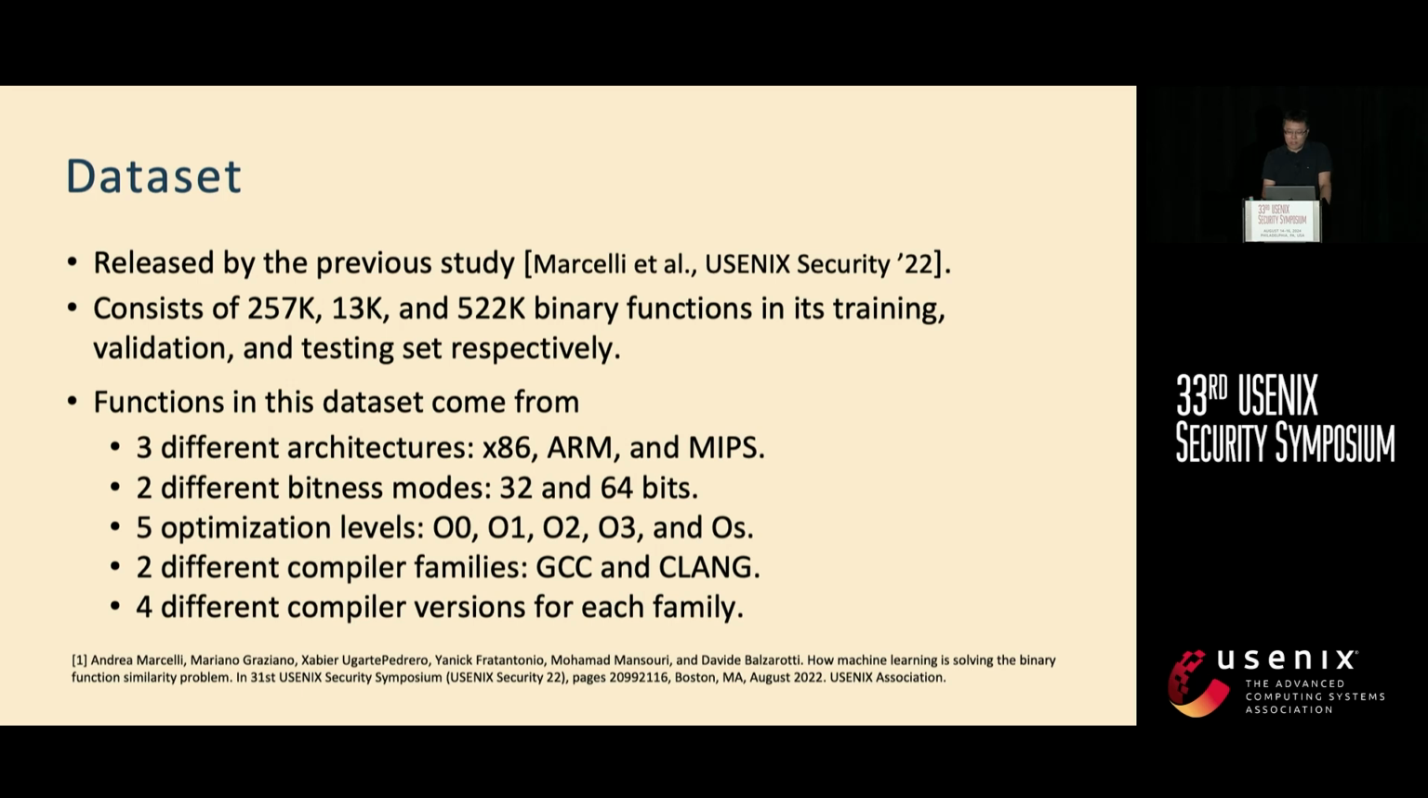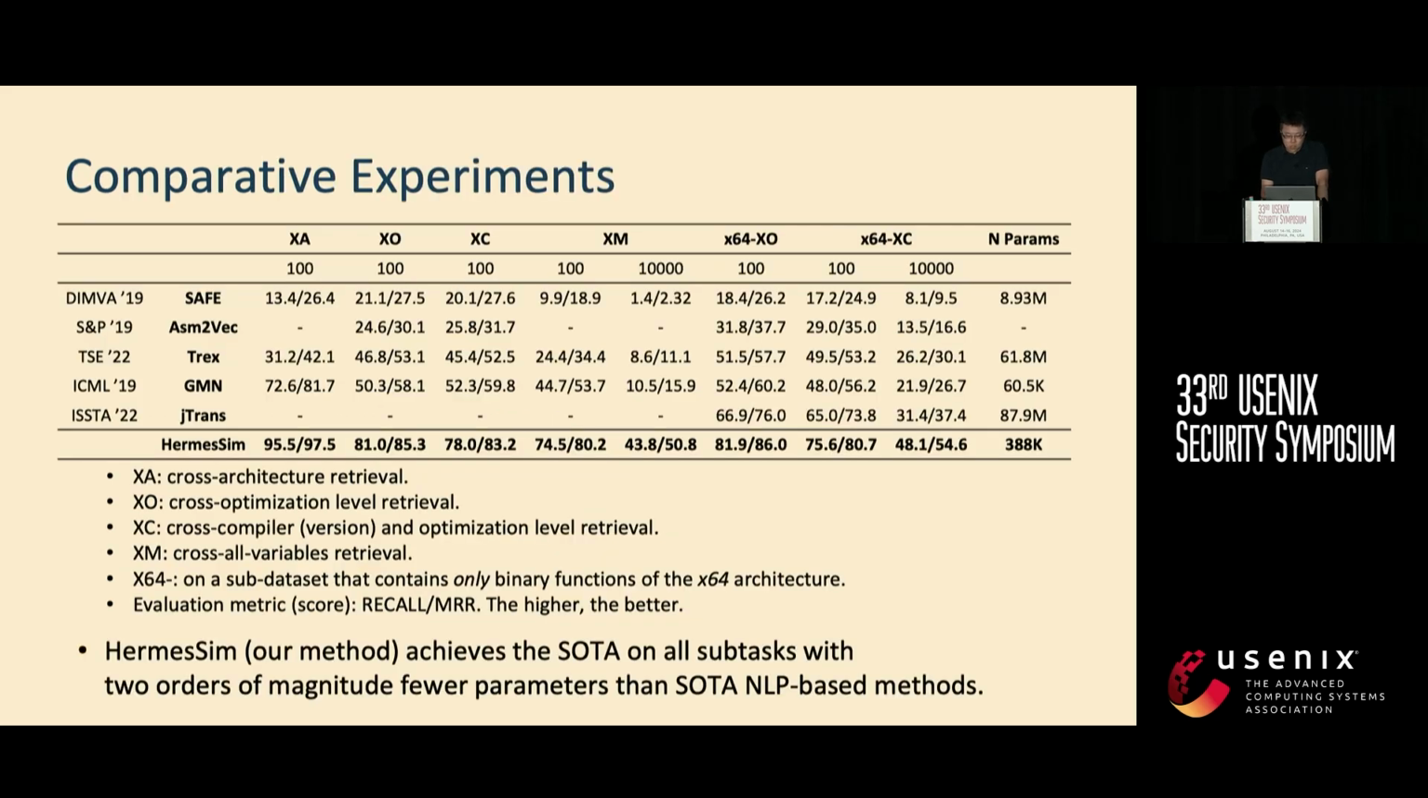So we use a public dataset from a previous study, also published in USENIX Security. And this dataset consists of binary functions from 3 different architectures, 2 bit modes, 5 optimization levels, and 8 different compiler versions. So we evaluate the effectiveness of our methods on the binary function retrieval task. And this task aims to retrieve the ground truth function that is compiled from the same source code as a query function in a randomly selected pool of binary functions.